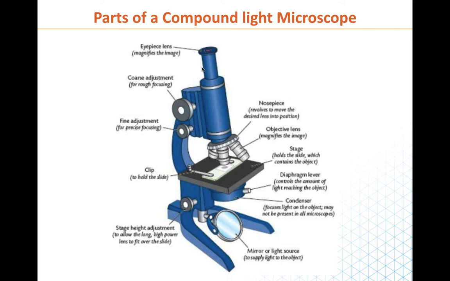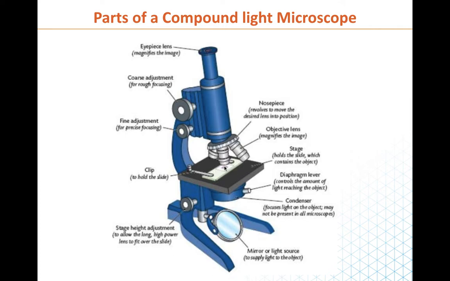And then you have your nose piece. This nose piece holds onto your objective lenses and it allows you to turn the objective lenses. So let's say this is one objective lens. This could be times 100 zoom. This could be times 10 and this could be times 40, or times 40 and then times 10. If I wanted to zoom in 100 times, I would turn this until this piece is above my specimen.